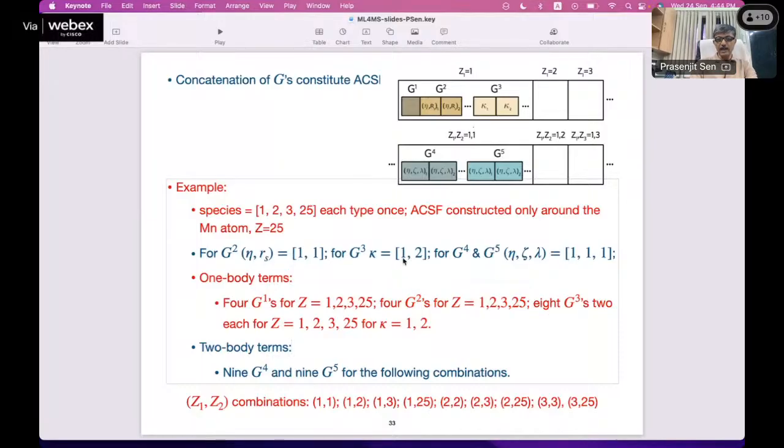What about G3? I have two different values of kappa, and I have four Z values here. So there'll be 8 different G3s. Okay. So 4 Z values and 2 kappa values. So those are the two body terms. And G4 and G5, how many of these? I have only one set of parameters, so I have to count how many such pairwise combinations I can have.